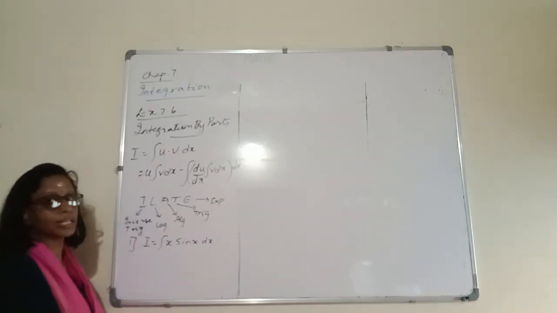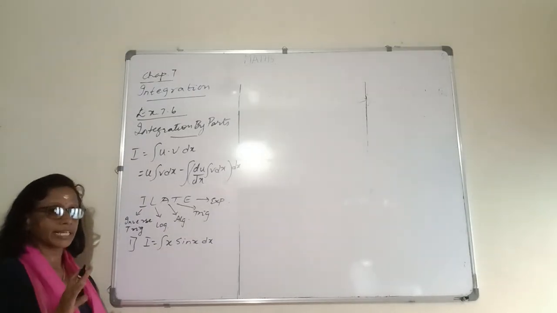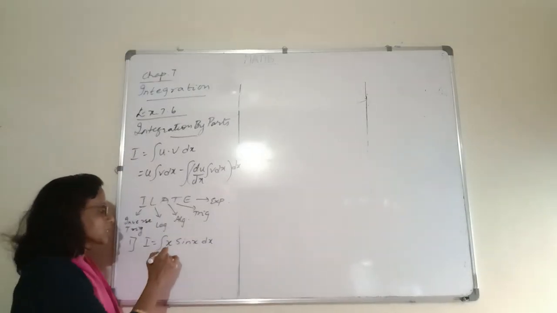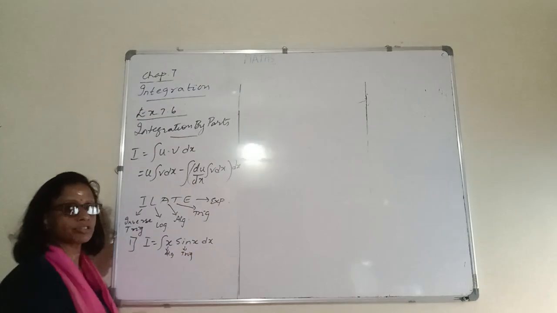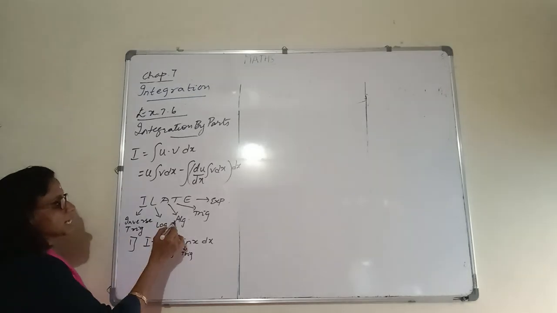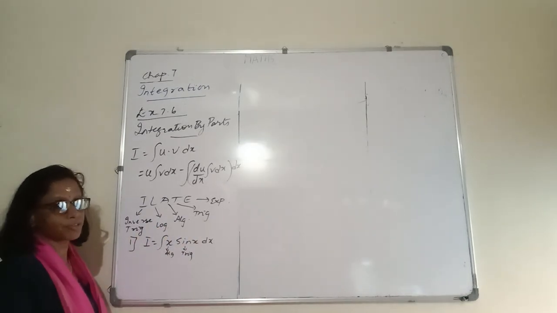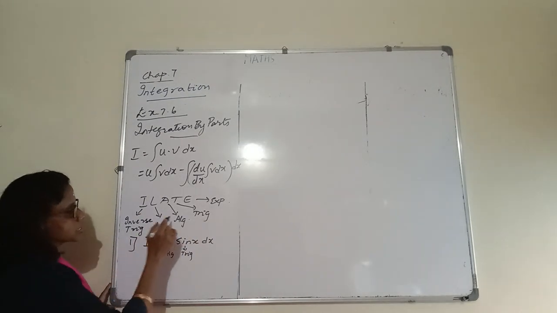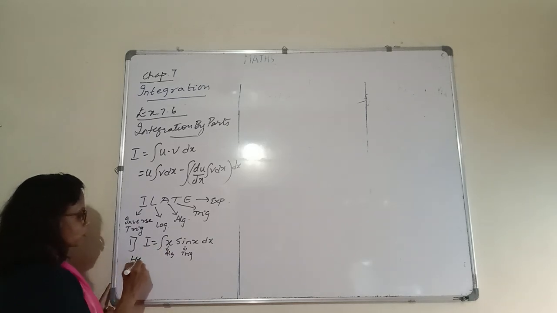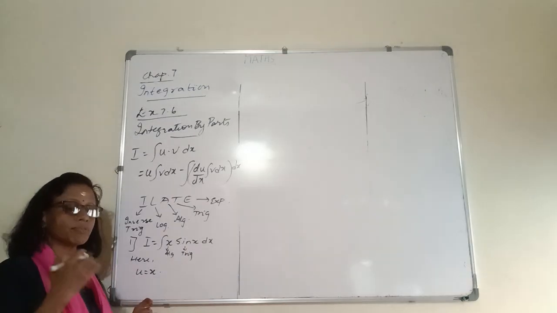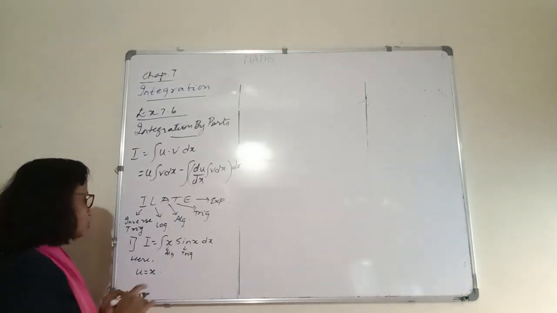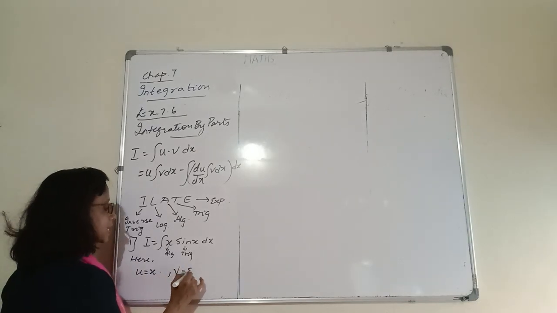So as usual, let's first assign what is u and what is v. Then we will go in for finding the integral. So what is u and v? This function is an algebraic function and this function is a trigonometric function. So let's see where is the order. First comes algebraic, then comes trigonometric. Because first comes algebraic, therefore u will be x. So whatever function comes first becomes u, and whatever comes next becomes v. So v becomes sin x.